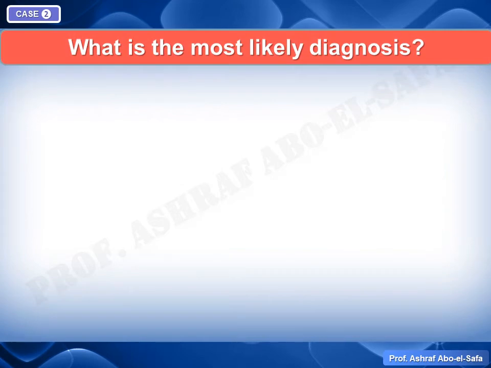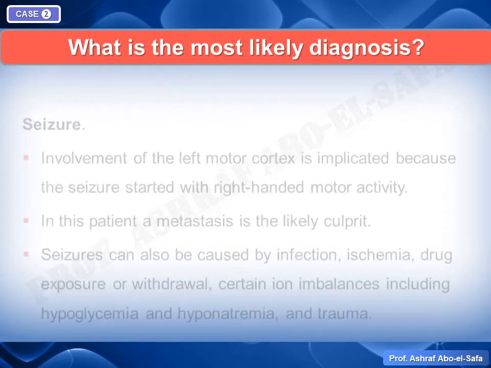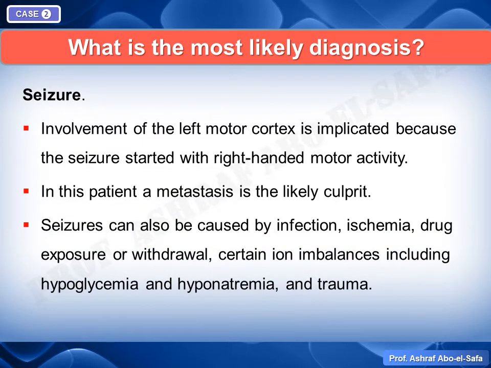What is the first question? The first question is, what is the most likely diagnosis? Seizure. This is a seizure. Involvement of the left motor cortex is implicated because the seizure started with right-handed motor activity.